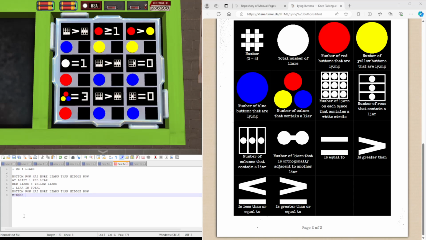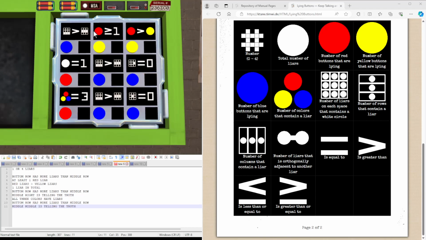Middle right is telling the truth. All 3 colours have liars. The same condition again. And finally, middle is telling the truth.